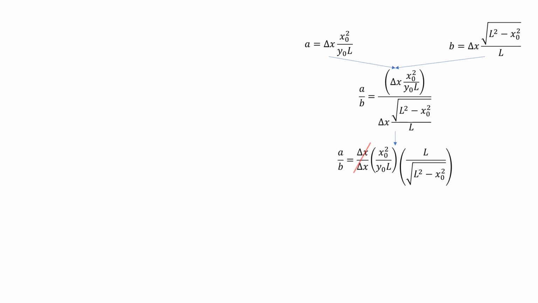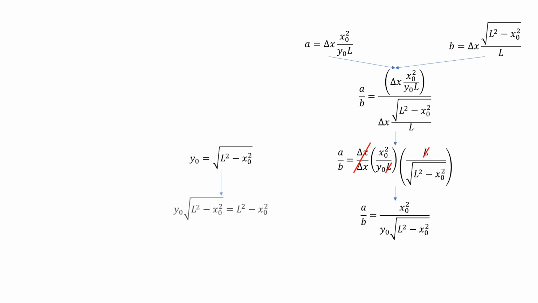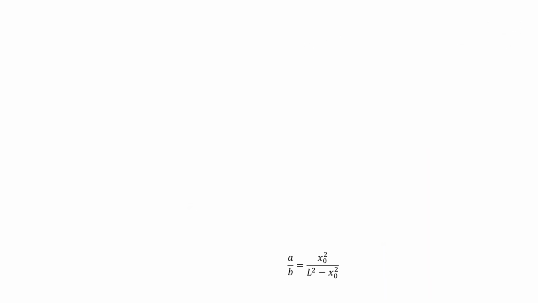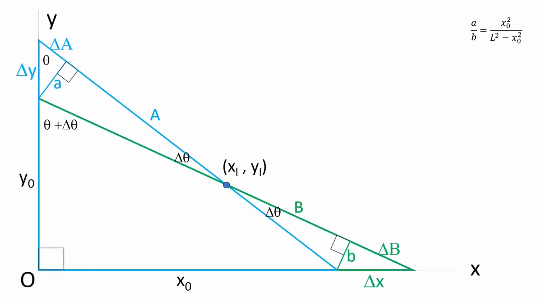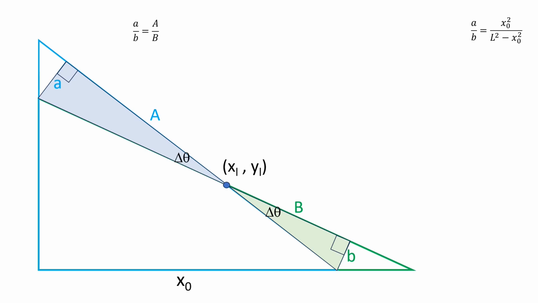The delta x's cancel, and then the l's cancel. Now recall that y0 equals the square root of L squared minus x0 squared. When plugged into itself, we get this, which simplifies the a over b equation. And so back to the diagram. This thin blue triangle and thin green triangle are similar, so we can write down this proportionality. So little a over b equals cap A over B.